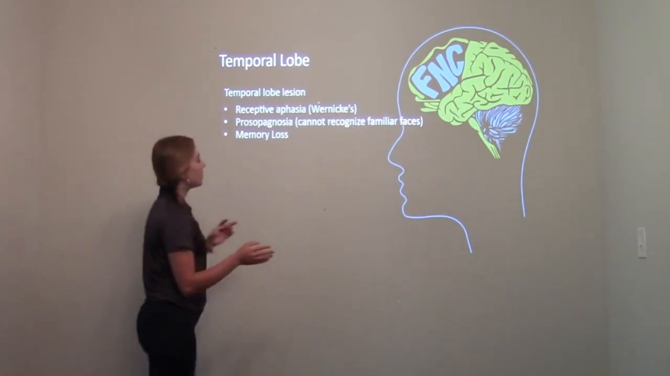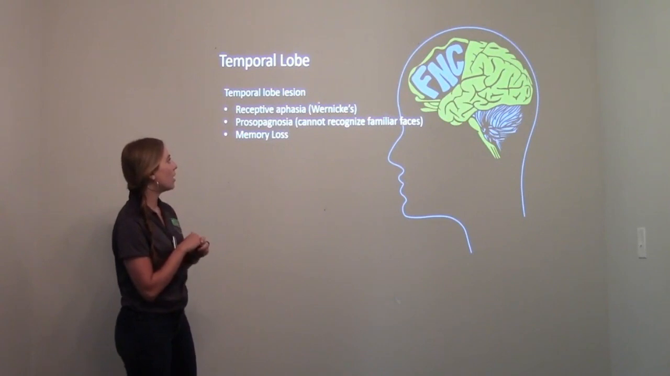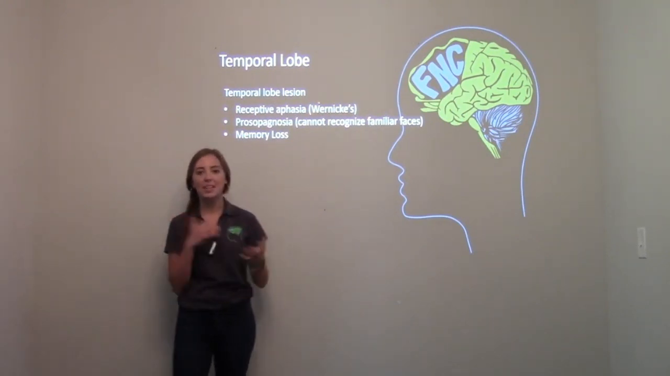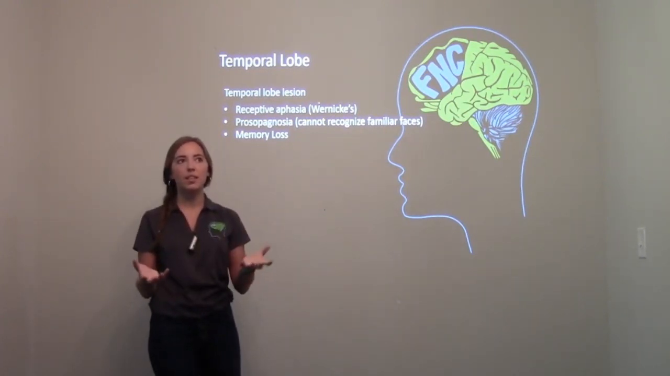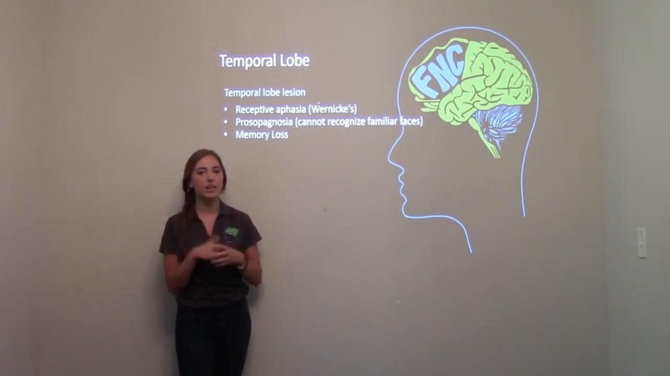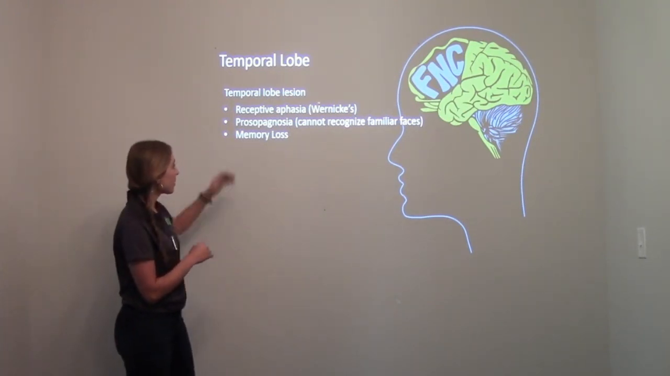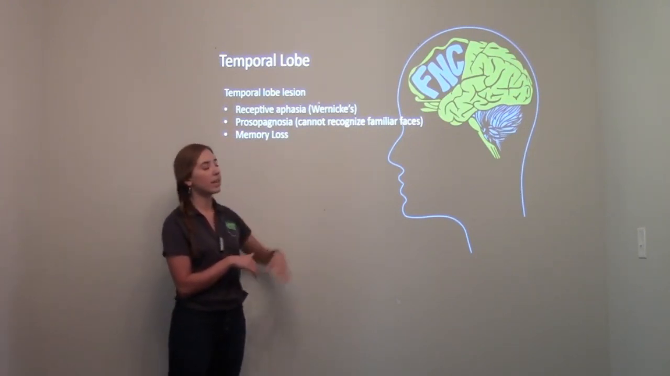So some temporal lobe lesions that we might see is Wernicke's aphasia or receptive aphasia. So it's kind of like the opposite of Broca's. It's when they can speak and form some sentences, but they don't understand words. It's that processing. They don't understand messages. Prosopagnosia, which is when they can't recognize familiar faces.